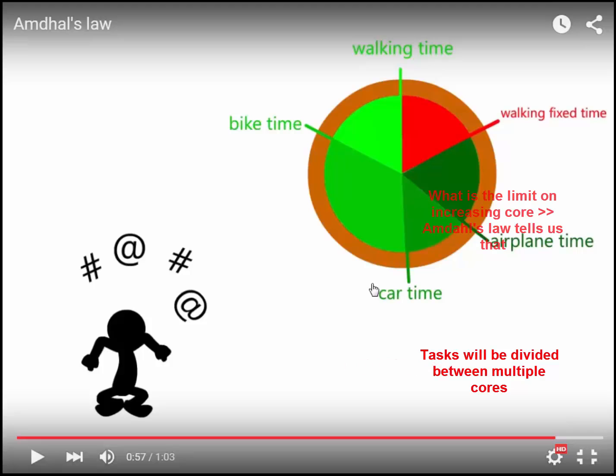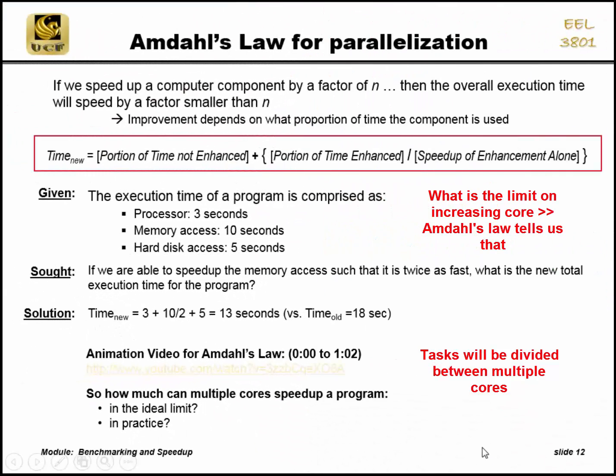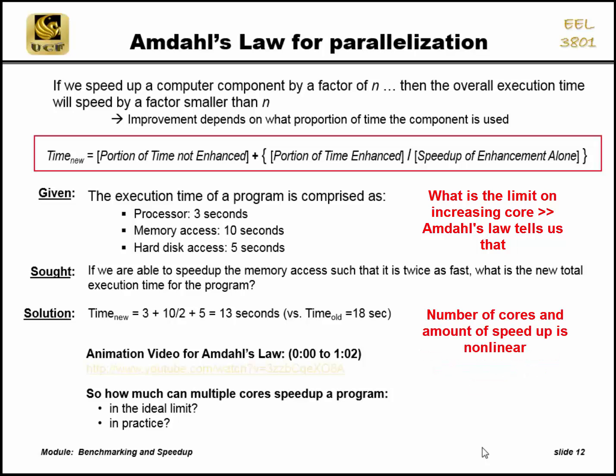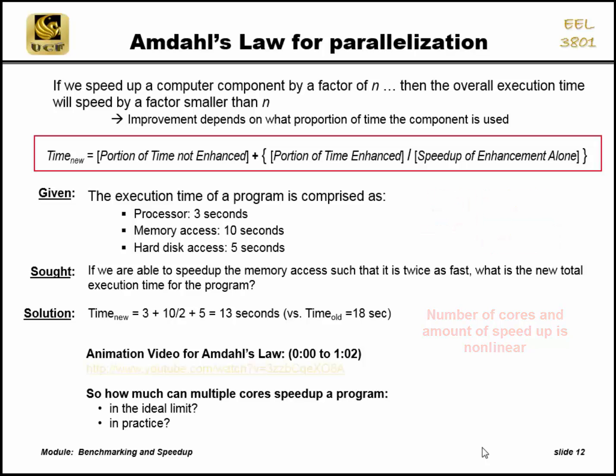Amdahl's law is going to give us a bound on that. So Amdahl's law tells us how much multiple cores can help us to speed up a program in an ideal limit and in practice.